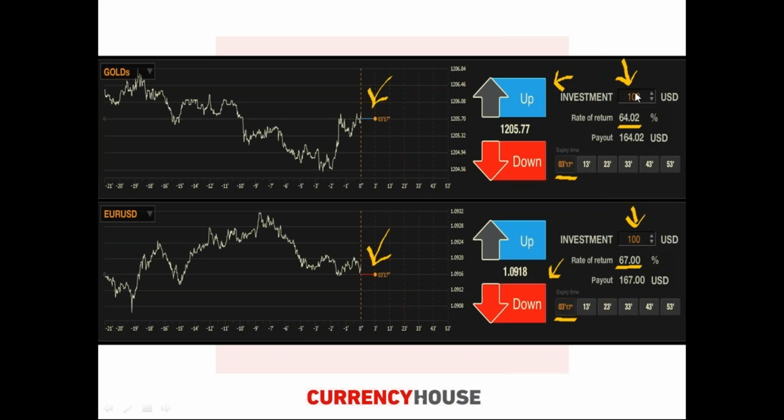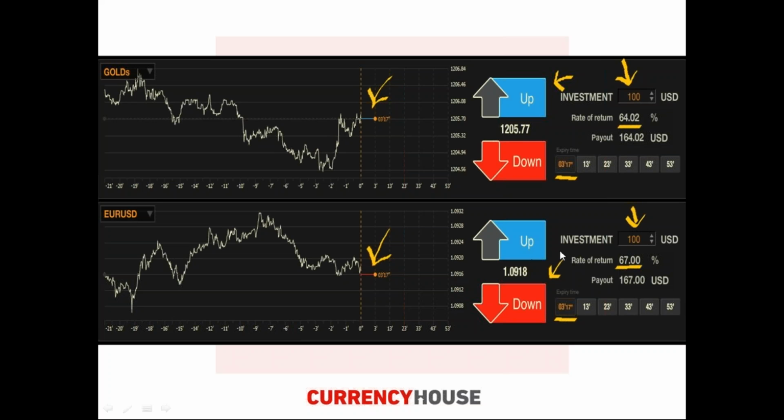They put $100 in with a rate of return of $64. Our rate of returns are much better now. They're basically all at 90%, so they're way better than this. You get a way higher payout nowadays. The payout is right here, and they picked an expiry time of 3 minutes and 17 seconds. So that means that in 3 minutes and 17 seconds, the trader needs the price of gold to be higher than 1205.77. If the price of gold is higher than 1205.77, the trader wins and the profit is added to his account. Cash money.